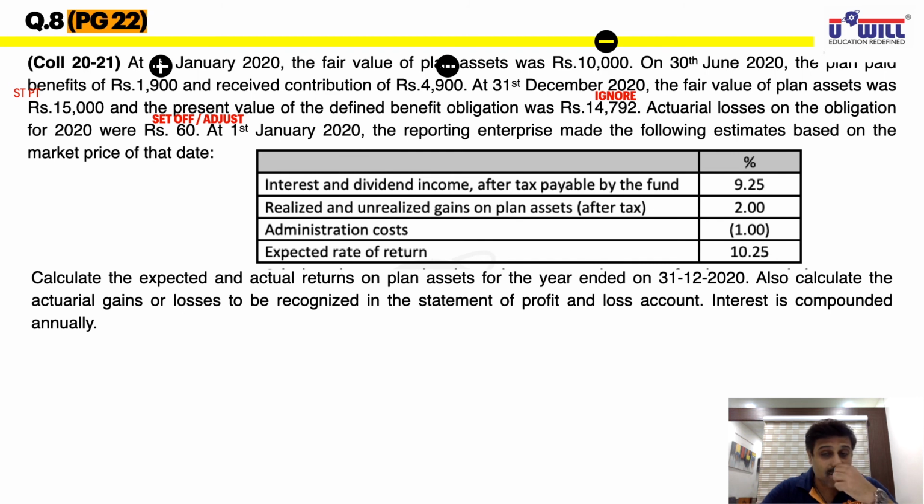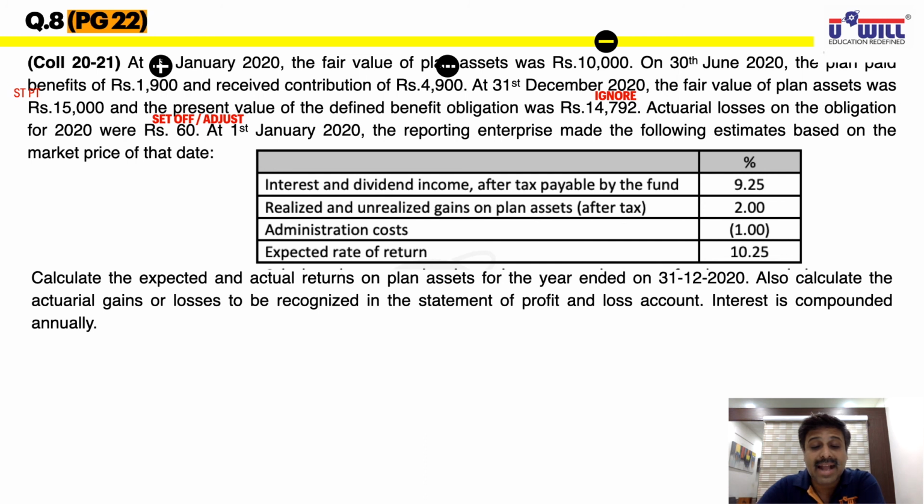At 1st January 2020, the reporting enterprise made the following estimates based on market price of that date. Interest and dividend rate 9.25%, realized and unrealized gain 2%, administration cost -1%. So we are interested in this last point. Expected rate of return on asset is 10.25%. I told you expected return on plan assets. How do we find it? Plan assets into expected rate of return. So whatever are our investments, on that we are going to expect a return of 10.25%. Final amount is what is important for us.